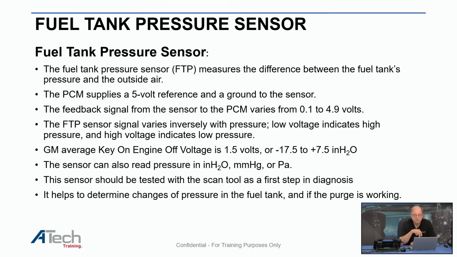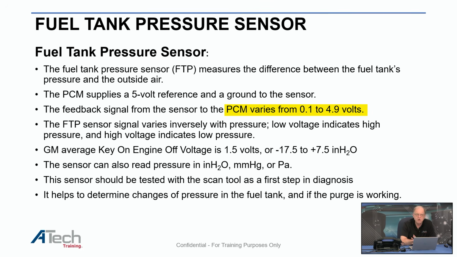Okay, the fuel tank pressure sensor is a primary sensor you're going to use on the system. It measures the difference in pressure between the fuel tank's pressure and the outside air. There's a 5-volt reference to it and a ground, and the feedback sensor is usually going to vary, if you're looking at voltage, somewhere between 0.1 and 4.9, depending on the application. Not all OEMs do it the same way. The fuel tank pressure signal varies inversely. Big word, which means instead of high voltage meaning higher pressure, it's backwards from what we normally would think. So low voltage indicates high pressure, and high voltage would indicate low pressure. Well, on a MAP sensor, that would be just the reverse of that, so we know what's going on.